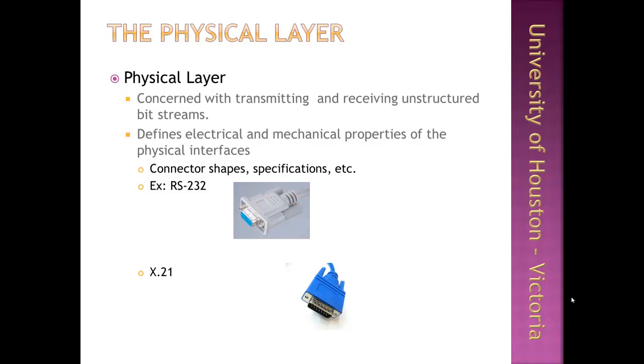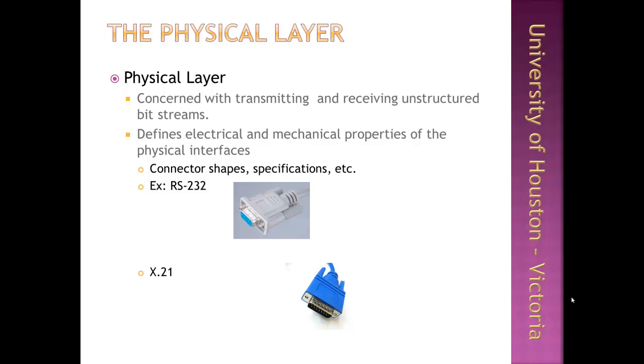So let's see what the physical layer is about. The physical layer is essentially concerned with transmitting and receiving unstructured bit streams. As far as the physical layer is concerned, it doesn't care where the information is going, where the information came from, or what the content of that information is. It essentially transmits just zeros and ones regardless of what those zeros and ones actually mean.